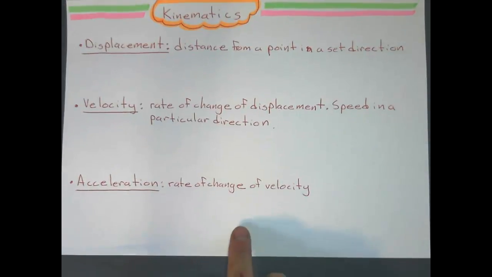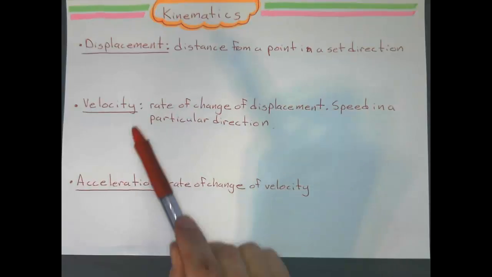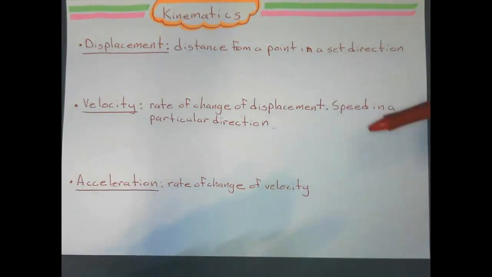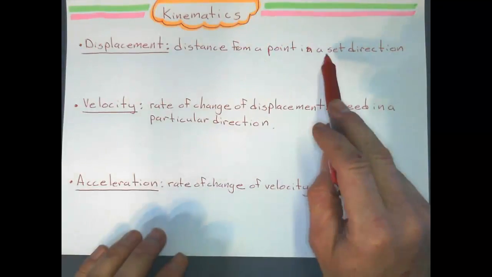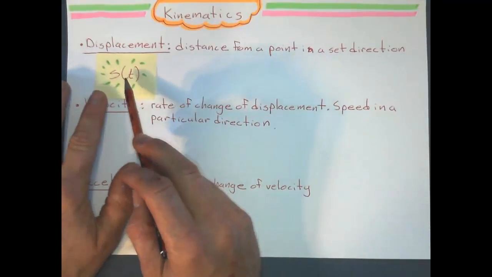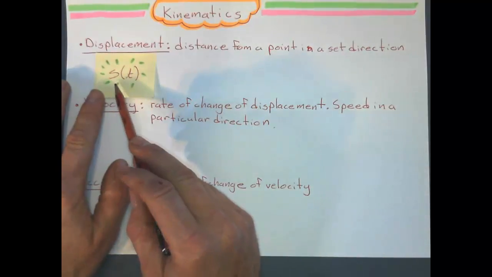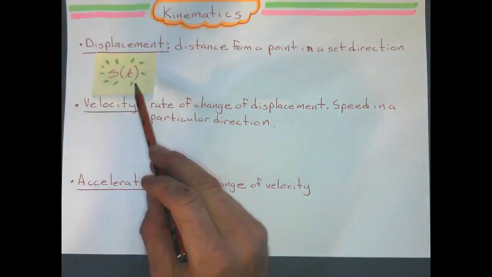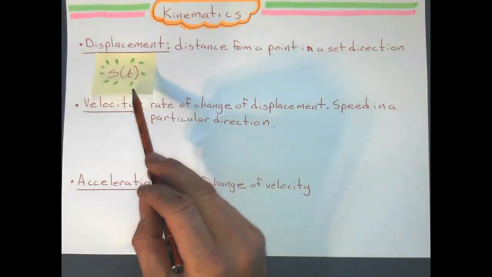Okay, so we're doing kinematics, and the first thing we start off with is displacement. It's different than distance, in that we said it's kind of as the crow flies. So it's a distance from a point in a set direction. And the notation we use for displacement is s of t. We use s to represent displacement instead of d, so it doesn't get confused with distance.